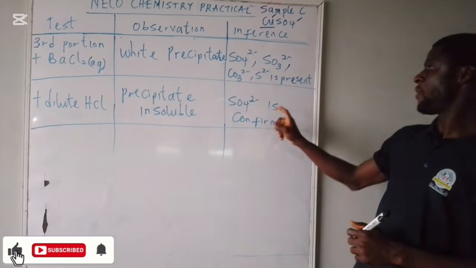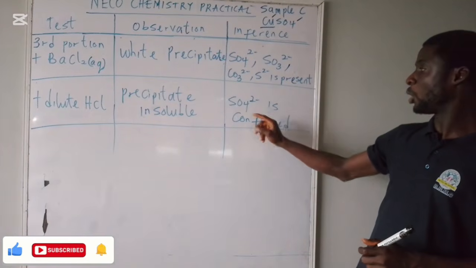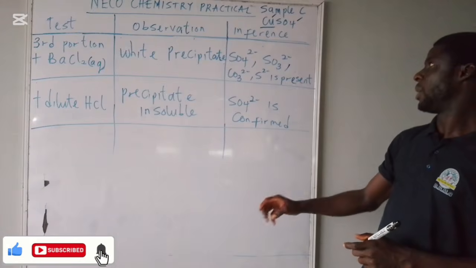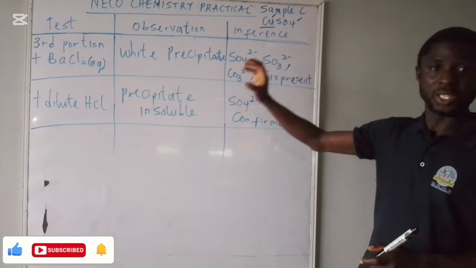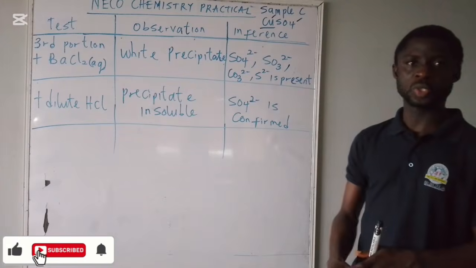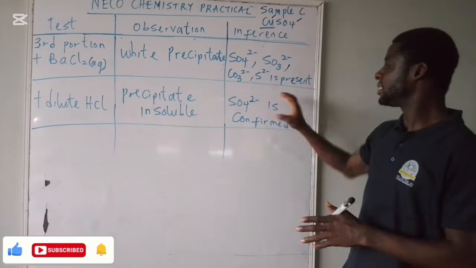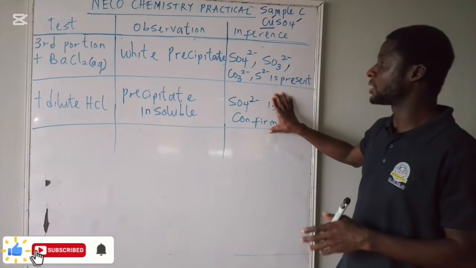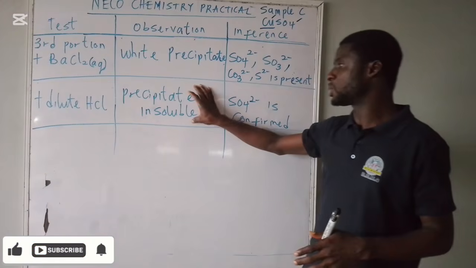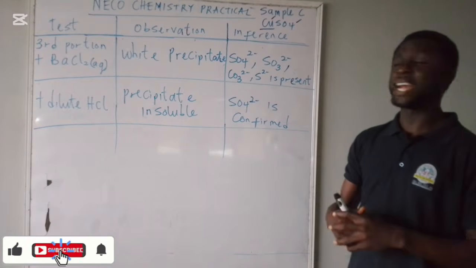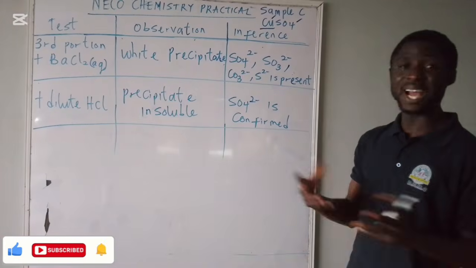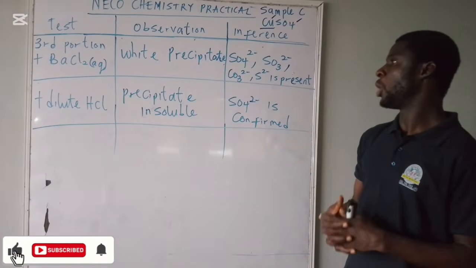And that is the confirmation that SO4 2 minus is the one that is present. But if it's SO3 2 minus or CO3 2 minus, the precipitate will dissolve. So that is the difference. So here, in this confirmatory test for the sulfate ion, the precipitate will remain insoluble. And that has brought us to the end of the tests that will be asked in your examination hall.